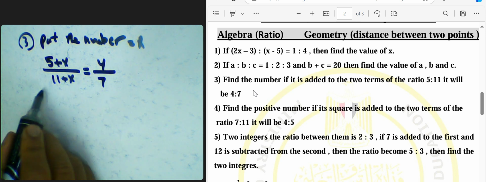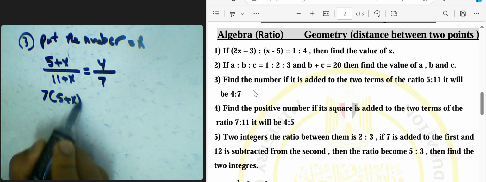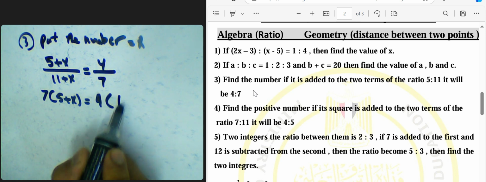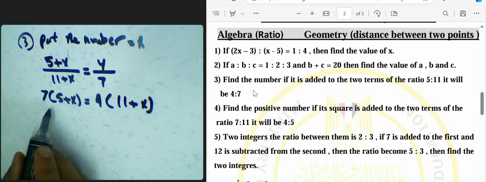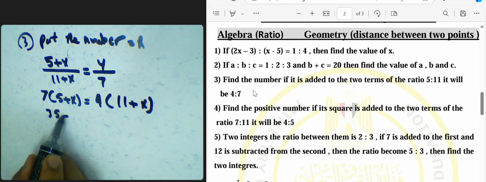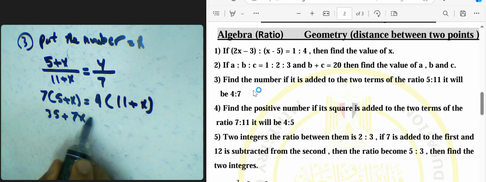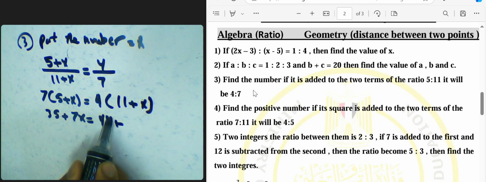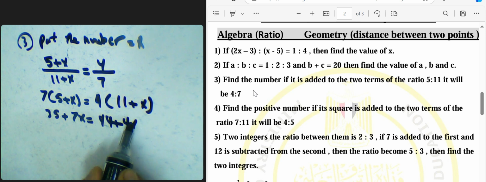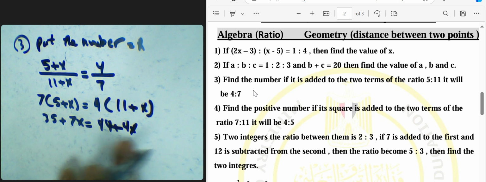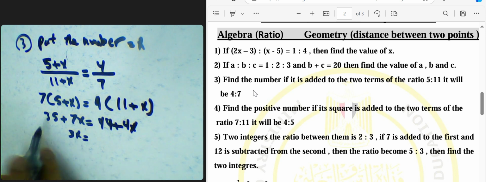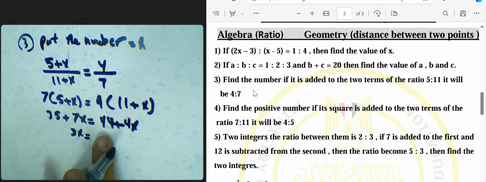And then 7 times (5 plus x) equals 4 times (11 plus x). In doing the distributive property, 5 times 7 equals 35, and 7 times x will be 7x. 4 times 11 is 44, and 4 times x will be 4x. Now move 4x from the right hand side to the left hand side and change the sign. 7x minus 4x will be 3x. And 35 subtracted from 44 will be 9.